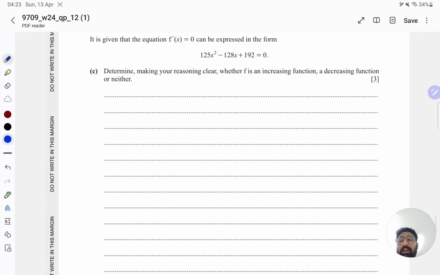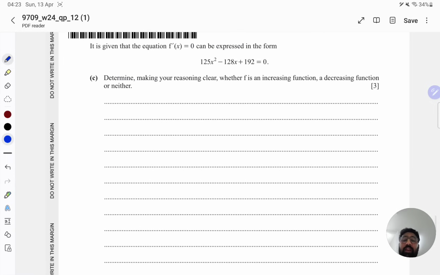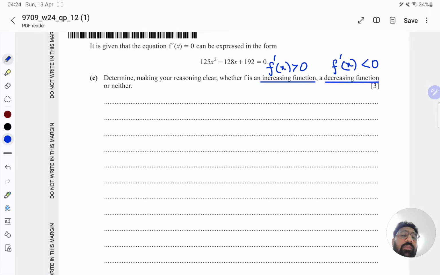Okay, so the next part is, it is given that the equation f dash of x equals 0 can be expressed in this form. Determine, making your reasoning clear, whether f is an increasing function, a decreasing function, or neither. I'm sure you can recall that increasing function is when f dash of x is greater than 0 and f dash of x less than 0 means decreasing function. Increasing is when f dash of x is greater than 0 and decreasing is when it is less than 0.